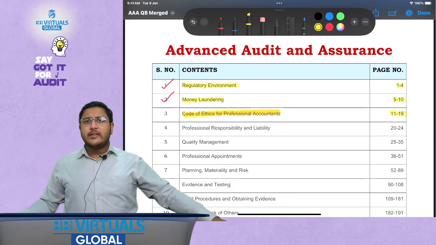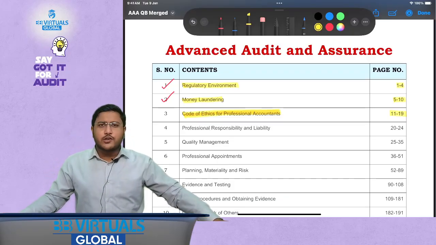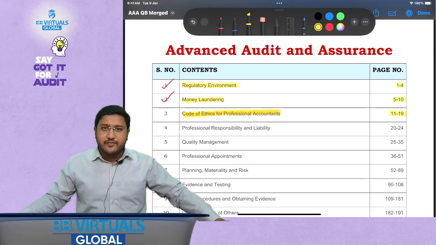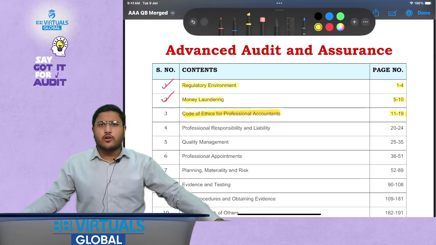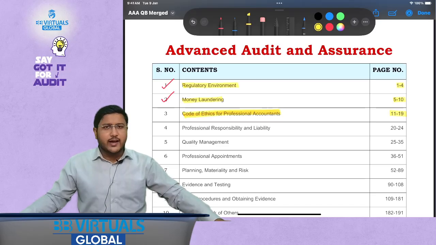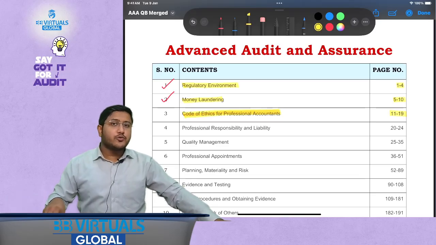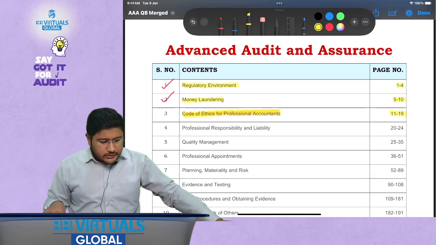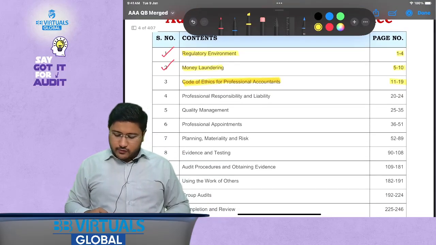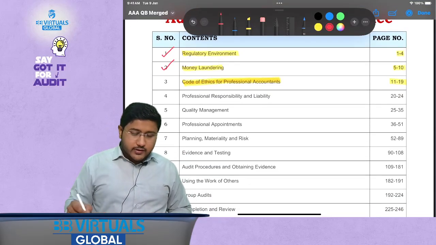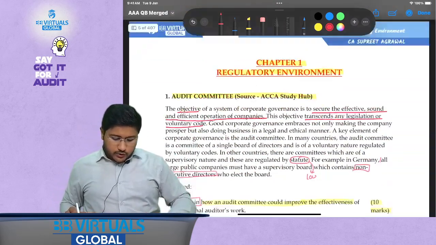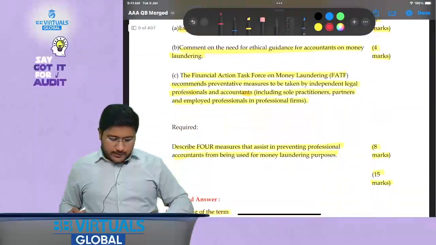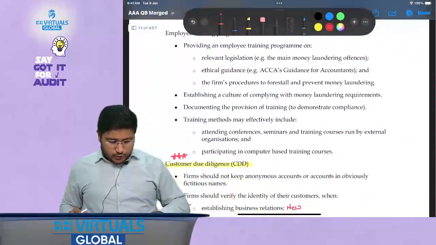So my dear friends, today we are going to solve questions of chapter number 3, which is Code of Ethics for Professional Accountants. In the last class, we have already solved the questions of chapter number 1 and 2, and in this class, we are going to solve the questions of chapter number 3. Like we have discussed yesterday only, the chapter is from page number 11 to page number 19. So let's quickly go over there and see what all questions are there, and let's try to solve it.